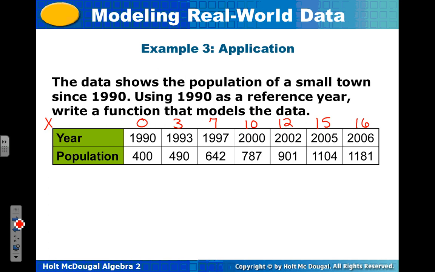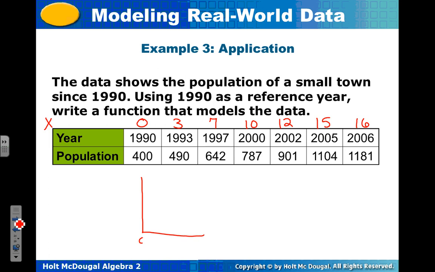So none of the data are evenly spaced, so you can't analyze differences or ratios. Since the years go up by 3, 4, 3, 2, 3, 1, it's not evenly spaced. None of the y's are evenly spaced. You can't do differences or ratios. What you need to do is make a scatter plot. Just sketch it on your sheet of paper and see what the shape looks like. If you're going to make this scatter plot, make 1990 year 0.